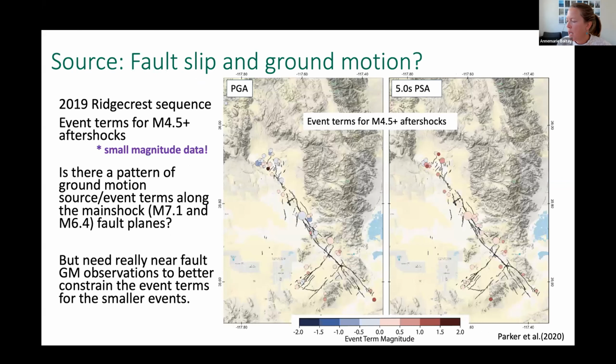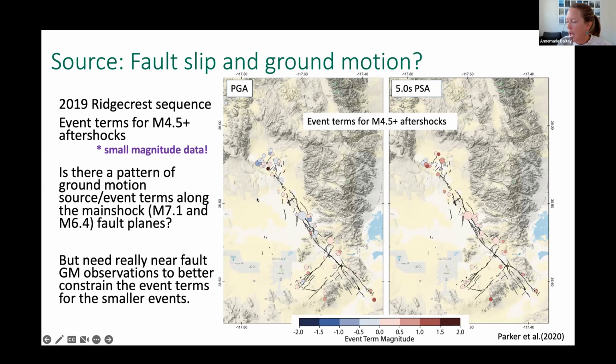Here's an example from Grace Parker looking at the Ridgecrest events. And this is looking a little bit more at source. So these are aftershocks of magnitude 4.5 or larger. So again, some smaller magnitude data. On the right-hand side is PGA and 5 second PSA, where the colored dots are the event terms from those aftershocks. And so we kind of have this question, do we see some spatial pattern of how the aftershock event terms are distributed along the main shock fault planes? So the 7.1 here and even along the 6.4.